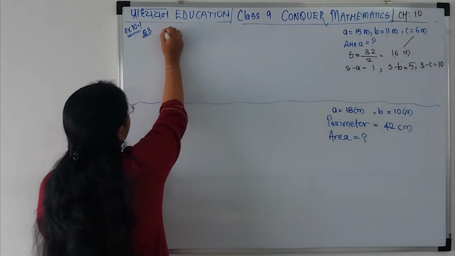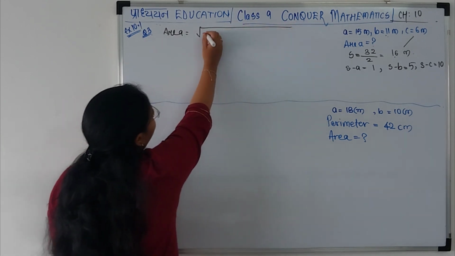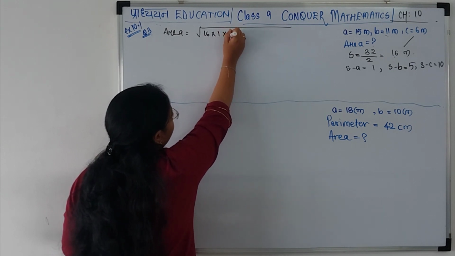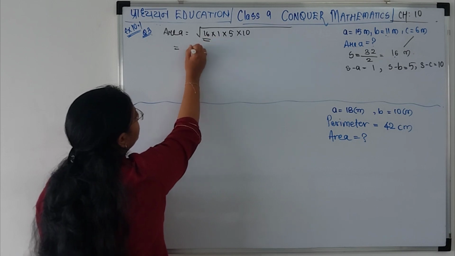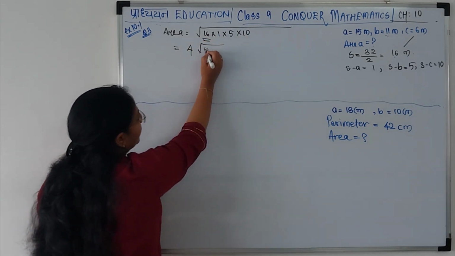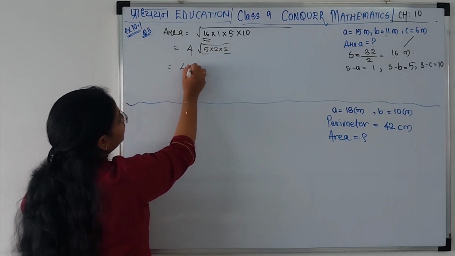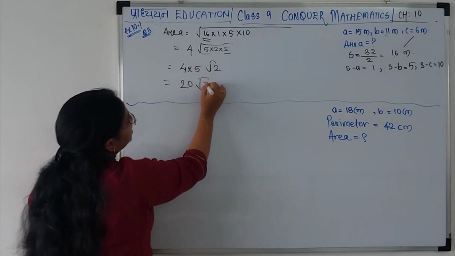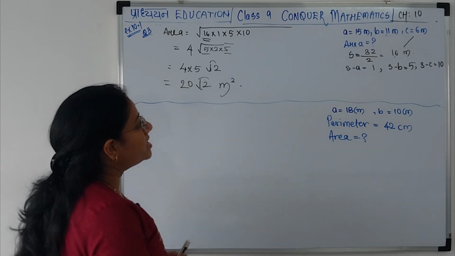So area is equal to root of S, that is 16, S minus A 1, S minus B 5, S minus C 10. Here 16 will come out as 4 into bracket 1, 5 into 10. So 5 into 2 into 5. So we have 5 outside. So 4 into 5 root 2, that is 20 root 2 meter square. Is that easy or not? Very basic, very easy questions.